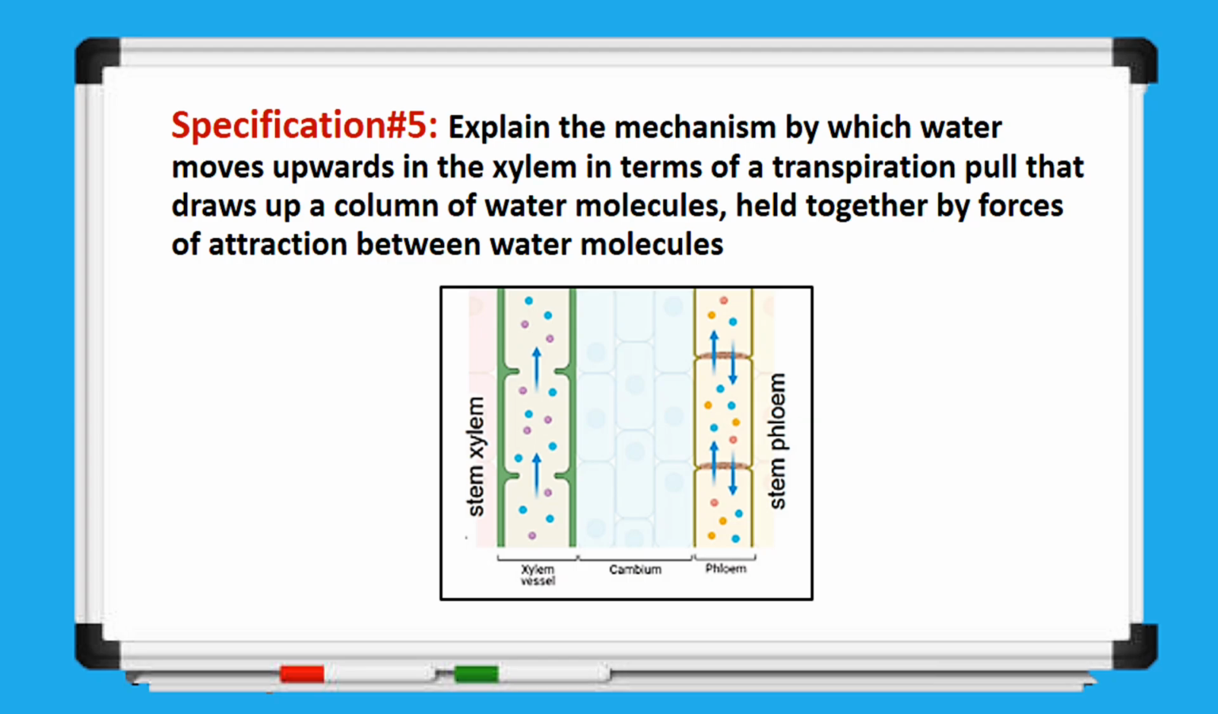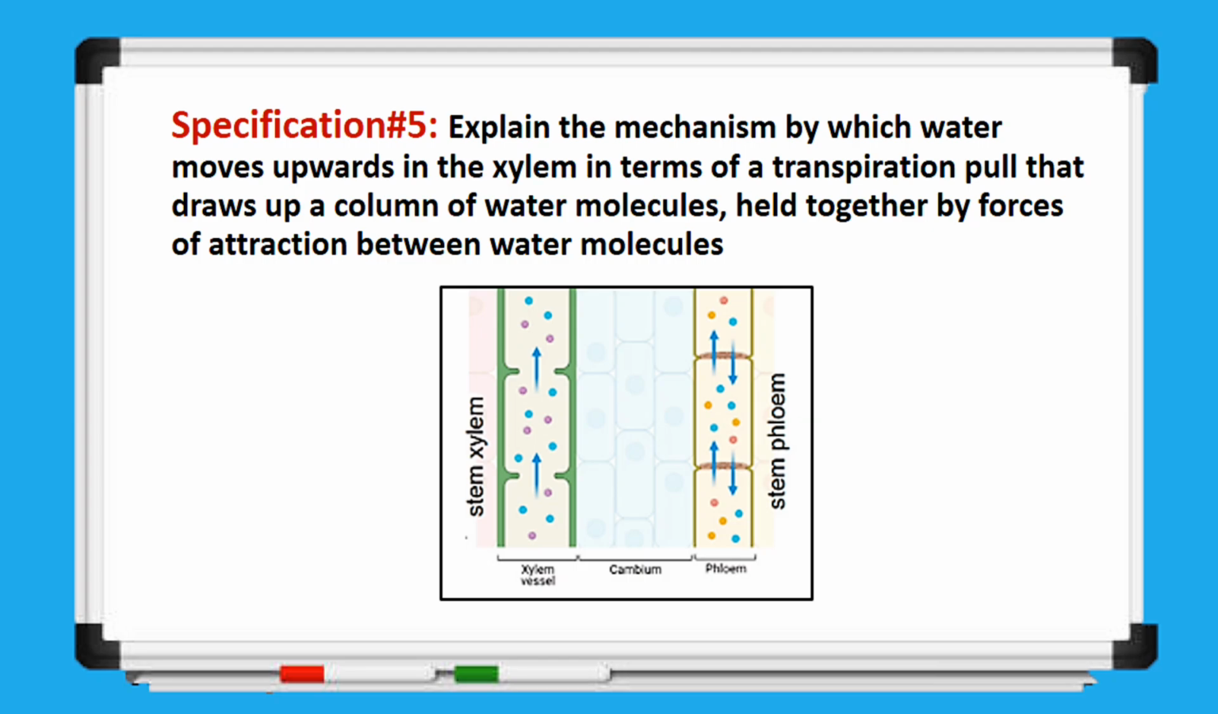Next, we have specification number 5, which asks us to explain the mechanism by which water moves upwards in the xylem in terms of a transpiration pull that draws up a column of water molecules held together by forces of attraction between water molecules. So, here, we'll be looking at the process of how water is carried upwards in the stem, and explaining exactly how that works and why those forces keep the water moving.